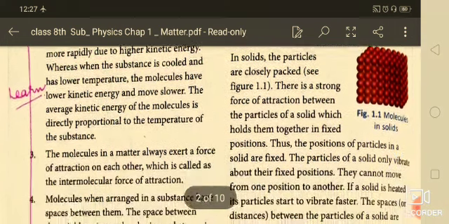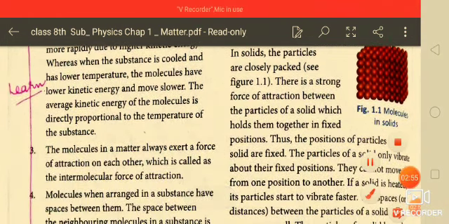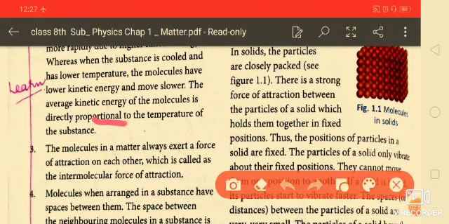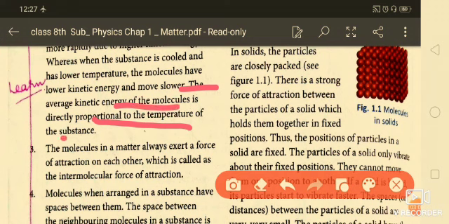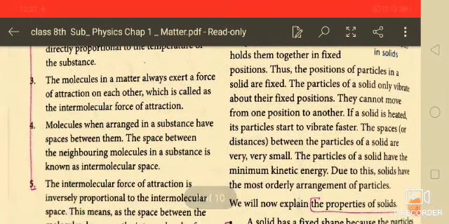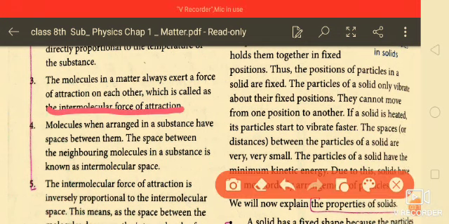Now, the average kinetic energy of a molecule is directly proportional to the temperature. That means when the temperature increases, the particle movement also increases. The molecules in matter always exert a force of attraction on each other, which is called the intermolecular force of attraction. This is very important, intermolecular force of attraction.